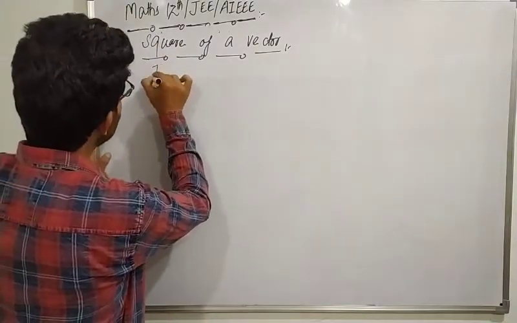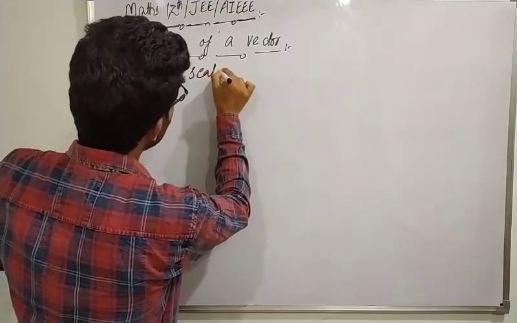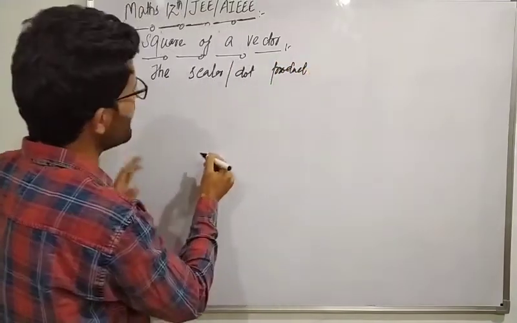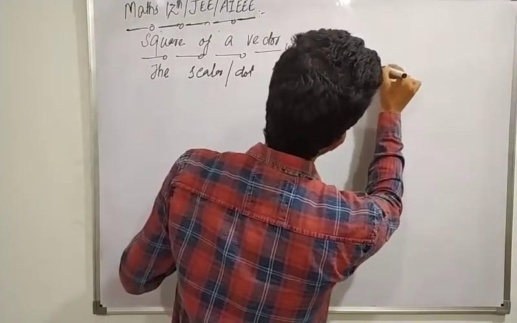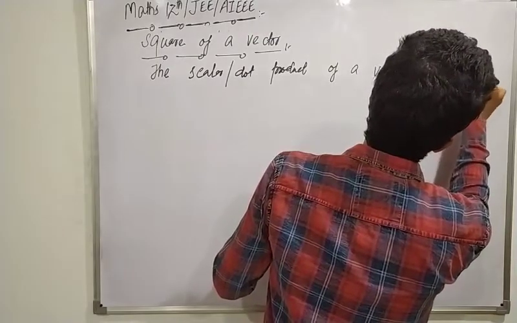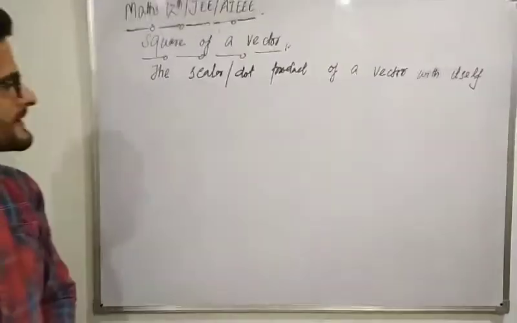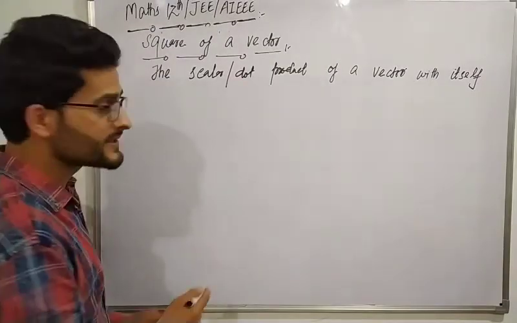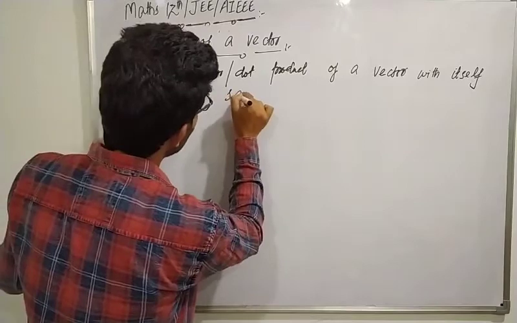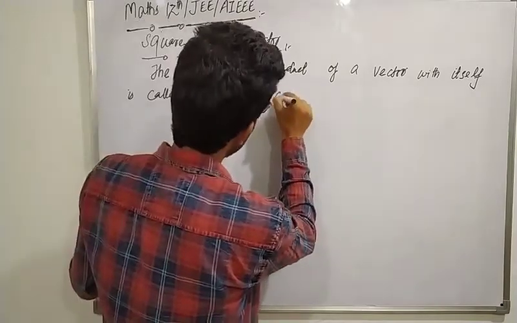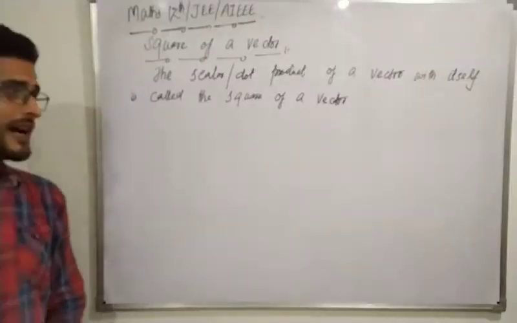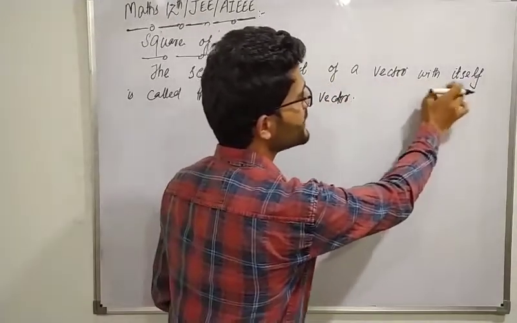So that is the scalar or dot product of a vector with itself. The scalar or dot product of a vector with itself is called the square of a vector. एक वेक्टर का स्क्वायर क्या होता है? तो क्या होता है? The scalar or dot product of a vector with itself.